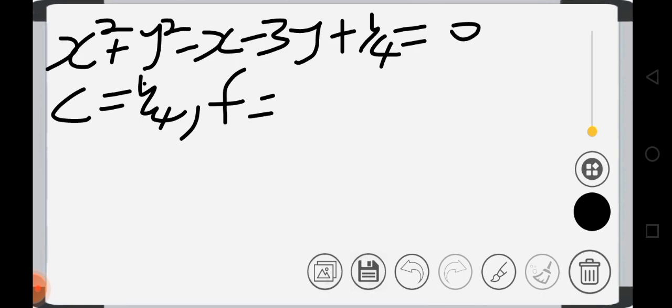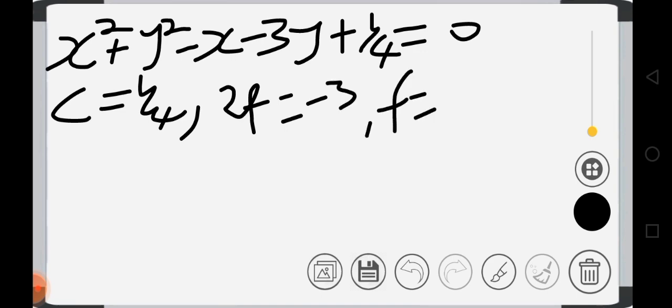Then 2f is the coefficient of y. 2f is equal to minus 3. So f will be equal to minus 3 over 2. Minus 3 over 2. Then what about the other side?